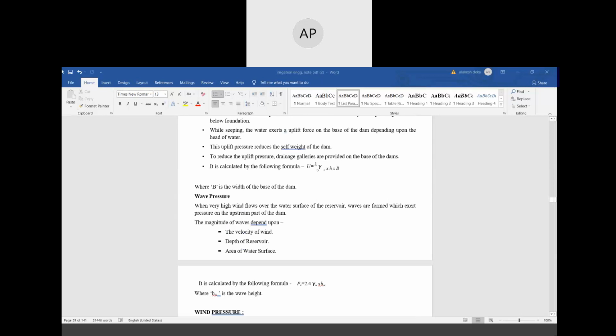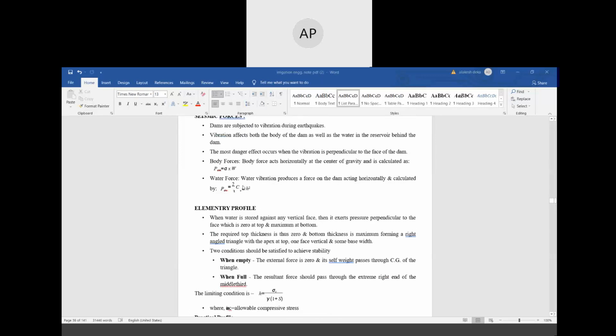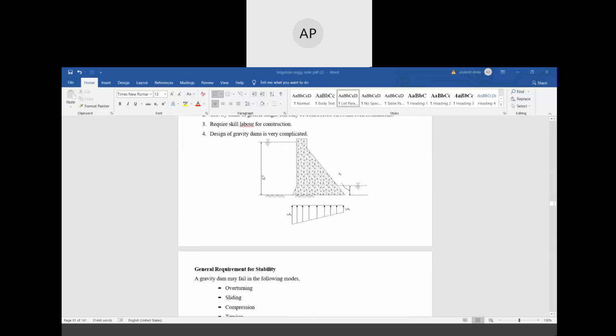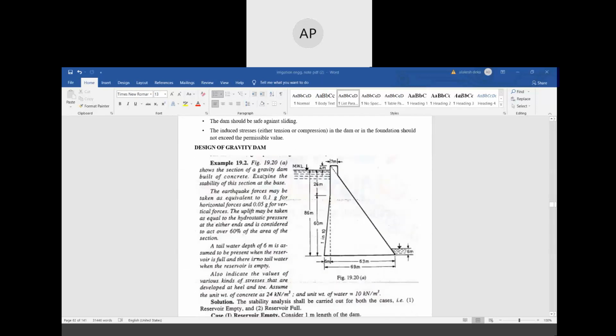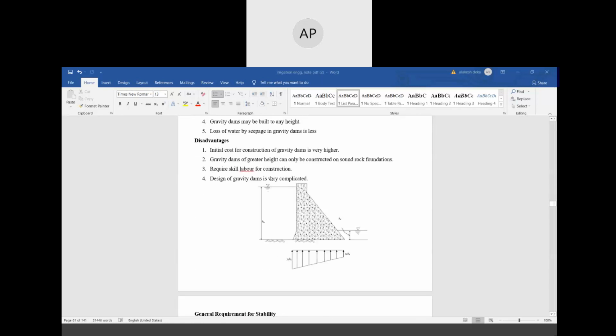Today by evening I will share the notes, the last class notes and today's notes. What are the pressure forces, seismic forces acting, and then the advantages and disadvantages. After the advantages and disadvantages, I will give you the notes.